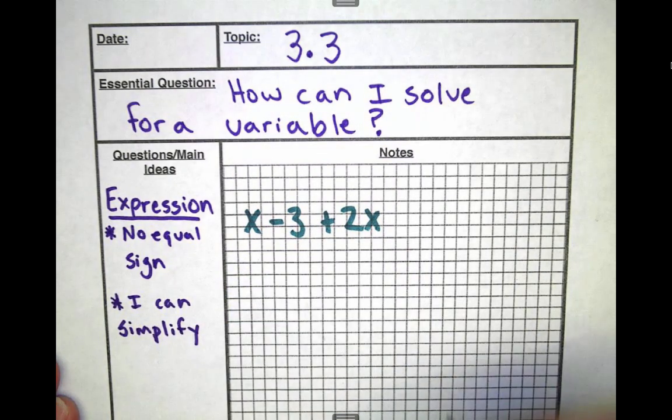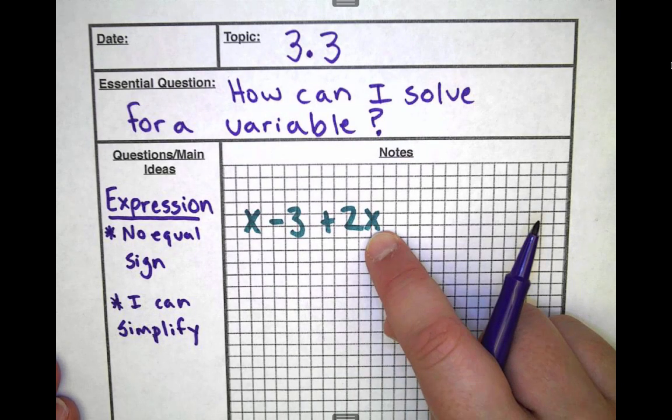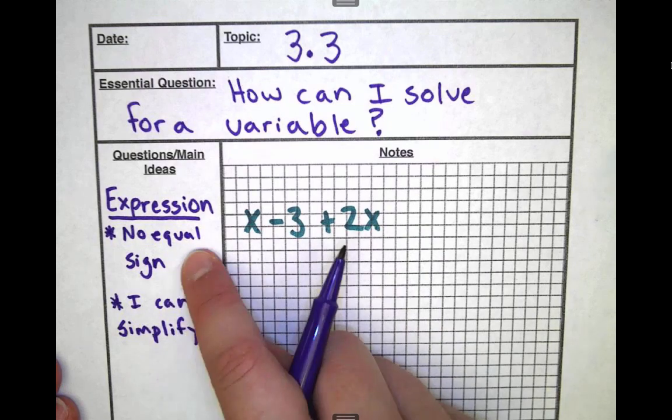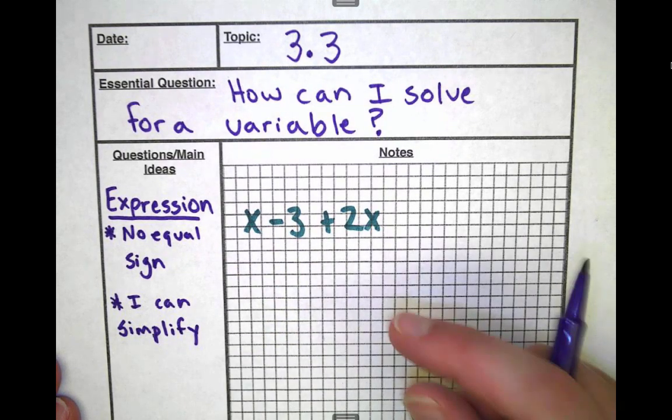It's actually impossible to get an answer and wonder if x is 5 or if x is 2 or I don't know. I'm not going to figure it out because there's no equal sign. But I can simplify. That is something I can do.